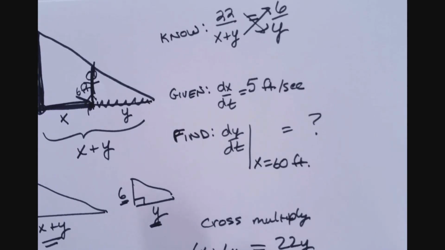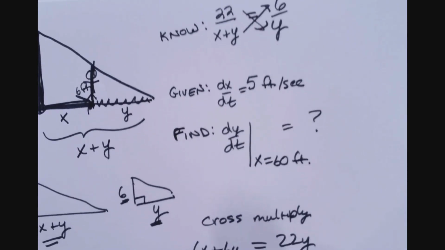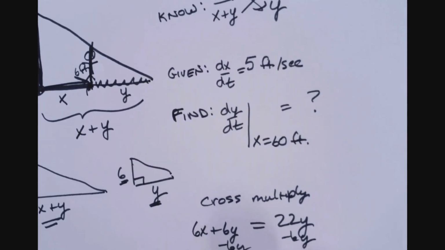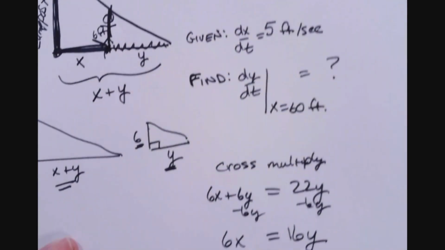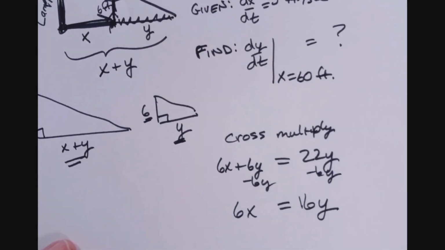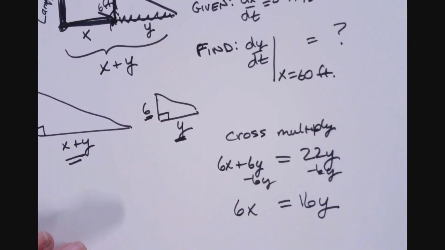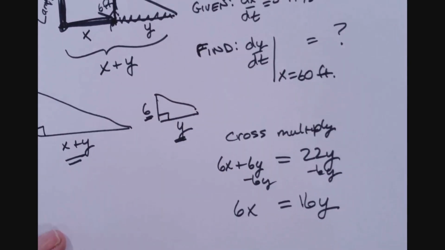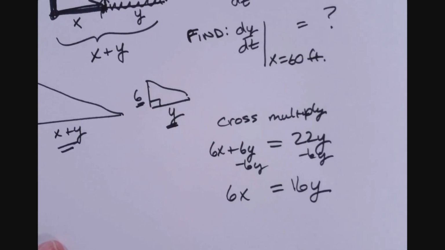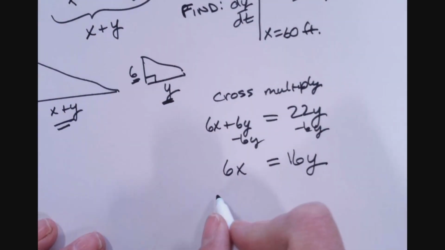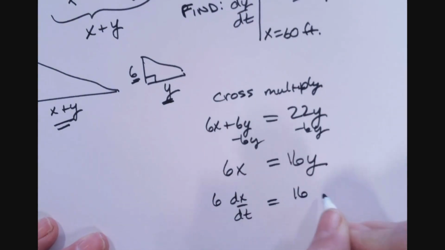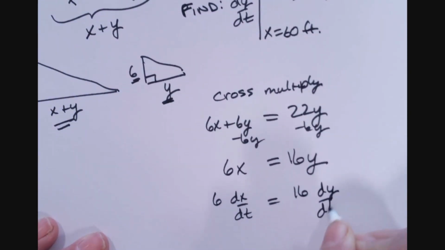Let's subtract 6y. Might as well simplify this. 6x equals 16y. We could simplify that more, but how about we just take the derivative? We take the derivative of both sides with respect to time. So this will be 6 dx/dt equals 16 dy/dt.